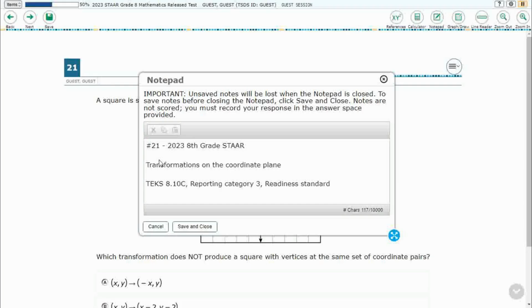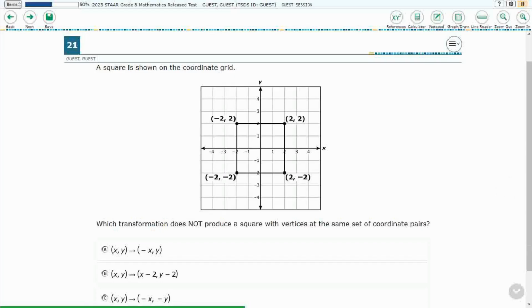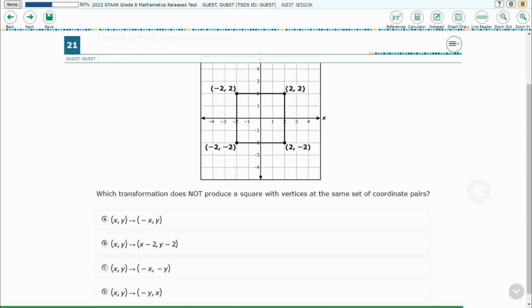For number 21, we are looking at transformations on the coordinate plane. This is another readiness standard, reporting category 3, TEKS 8.10c. So we've got a square shown on the coordinate grid, and you notice it has the center as the origin there, so it's very symmetrical. And we need to find a transformation that does not produce a square with vertices at the same set.